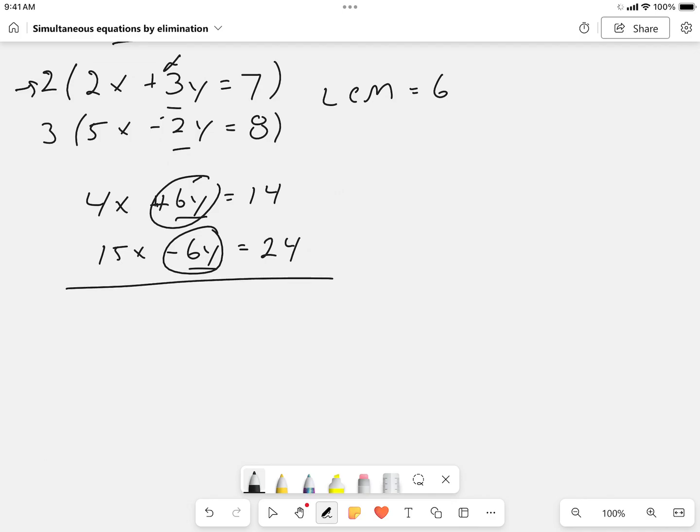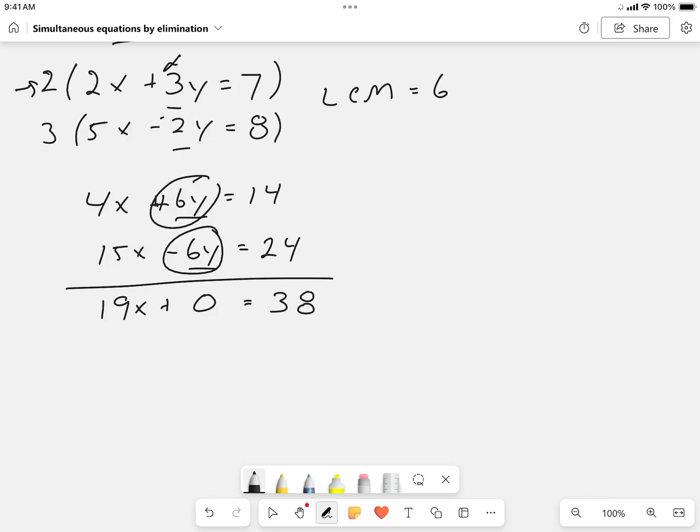Now I'm going to add these two equations together, and the 4x plus the 15x is going to give me 19x. The 6y and minus 6y becomes 0. And then the 14 and 24 is going to give me 38.